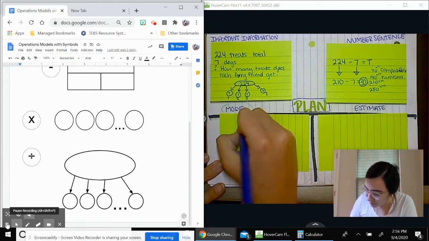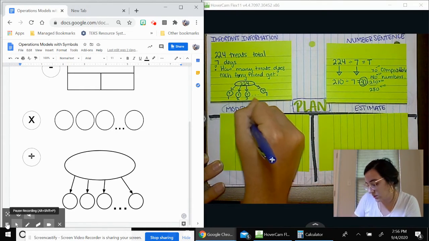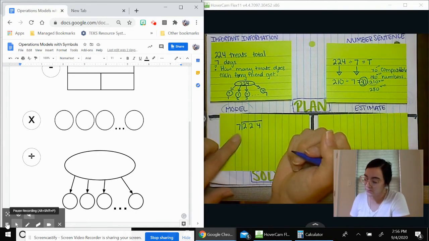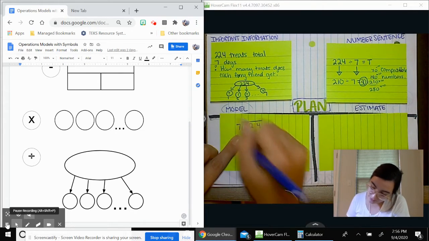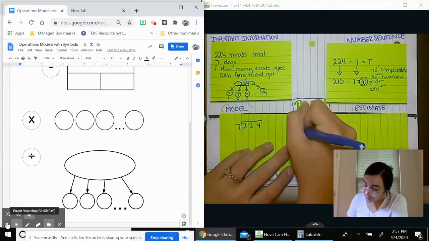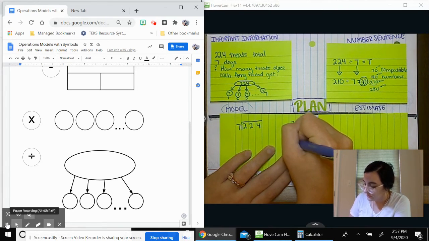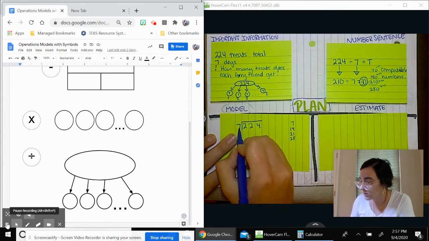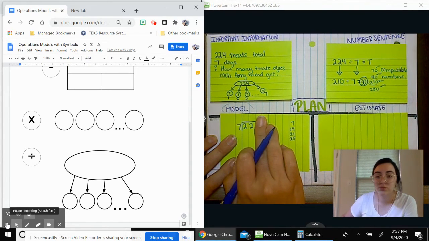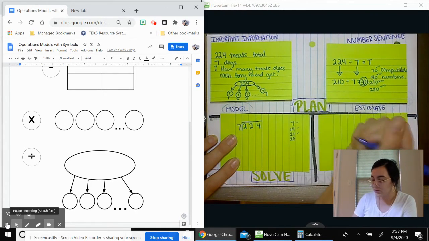So now I have 224, my dividend. It's going to go inside the house. And 7 is my divisor, what I'm dividing by, and it's going to go outside the house. And every time I solve a division problem, I always write my multiples to the side to help me later. I'm just going to write the first 4. So now I know 7 can't go into 2, so it has to go into 22. And it goes into 22 1, 2, 3 times.